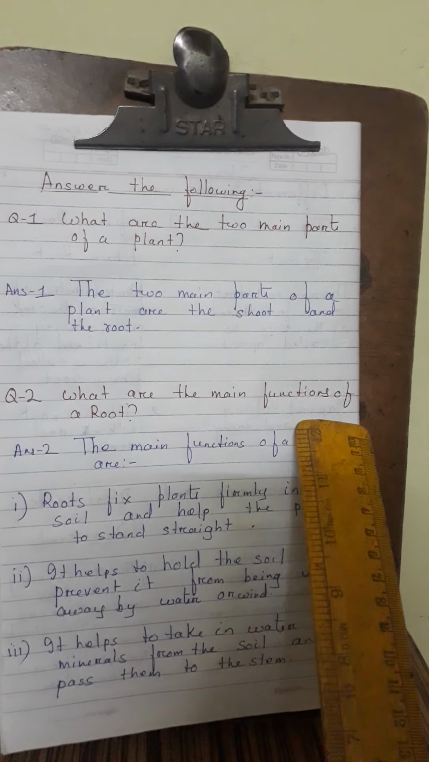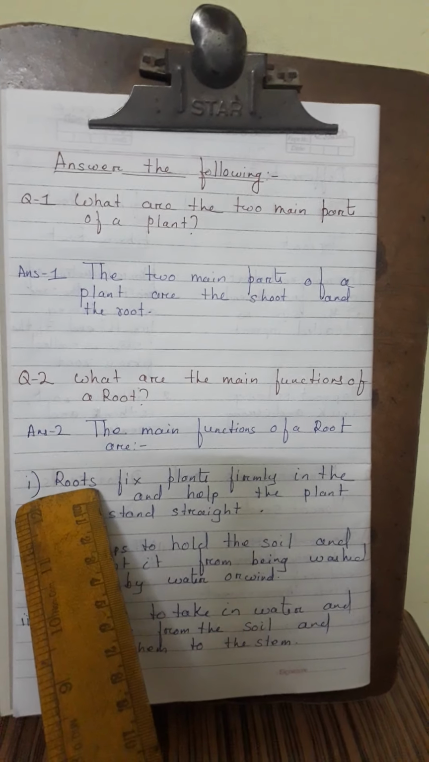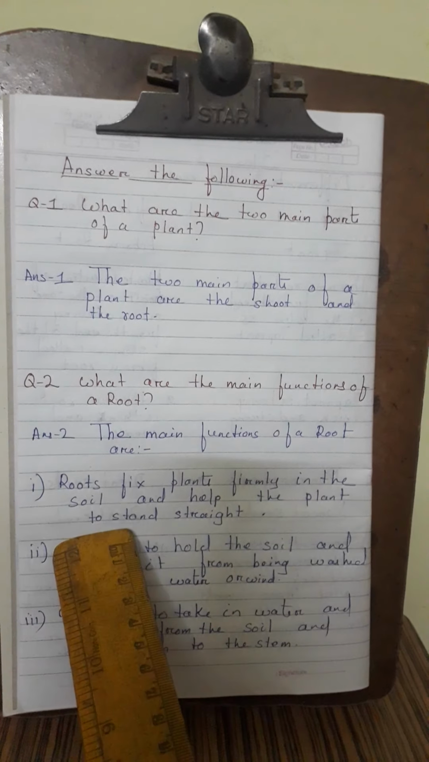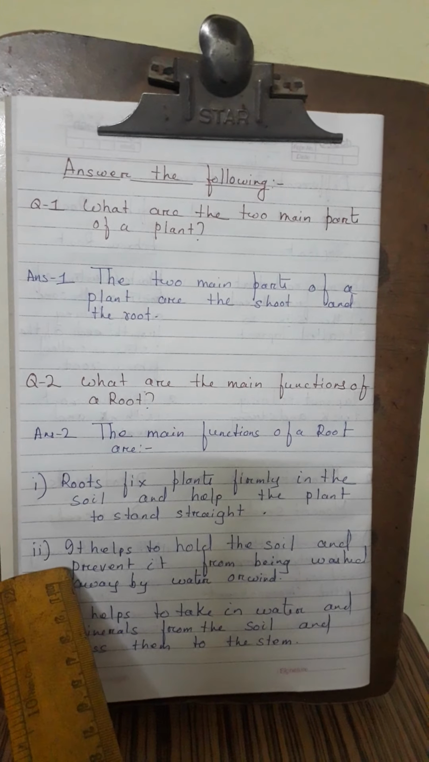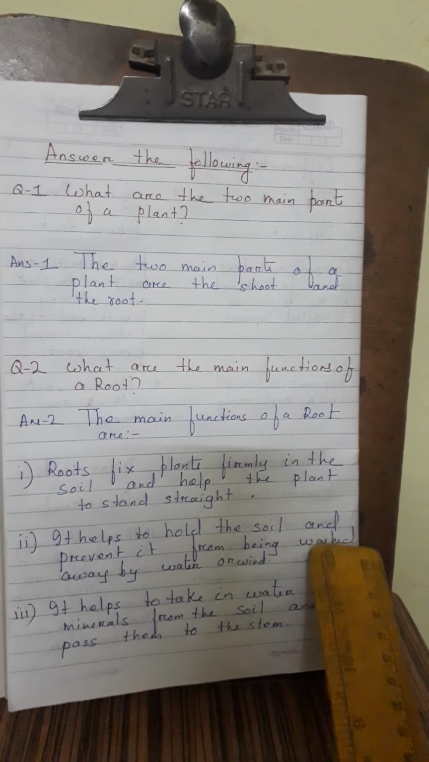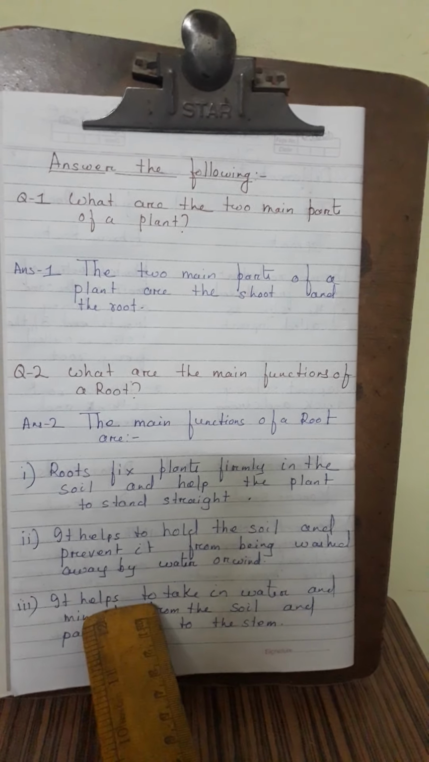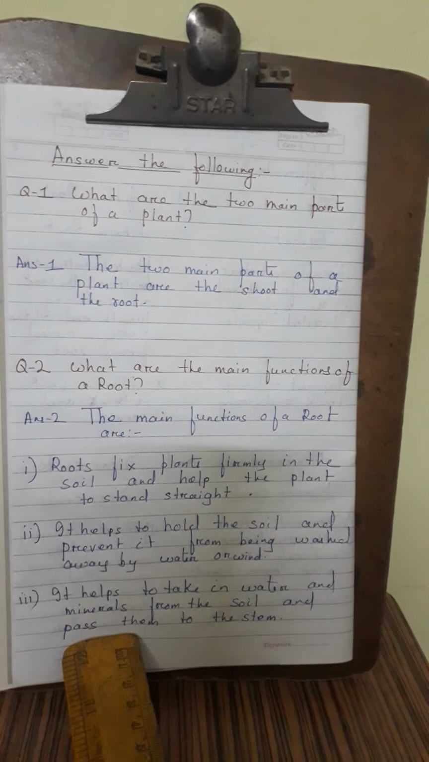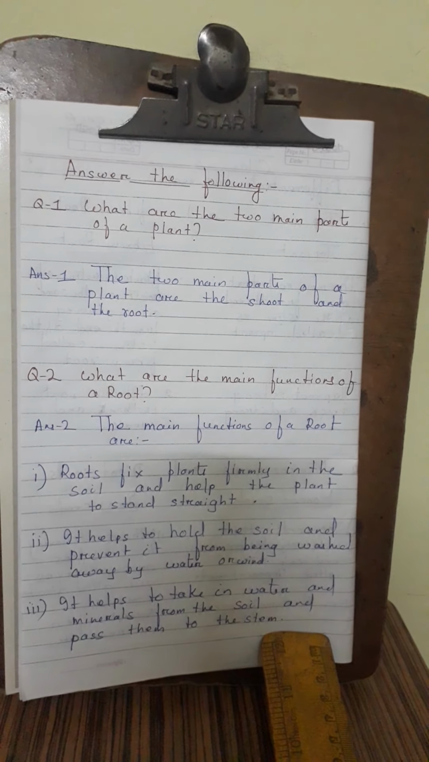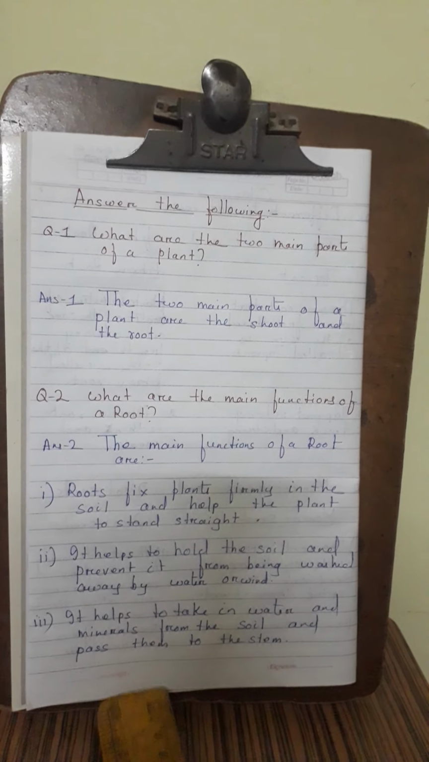What are the main functions of a root? The main functions of a root are: roots fix plants firmly in the soil and help the plant to stand straight. Second point, it helps to hold the soil and prevent it from being washed away by water or wind. Point number 3, it helps to take in water and minerals from the soil and pass them to the stem. These are the three main functions of a root.